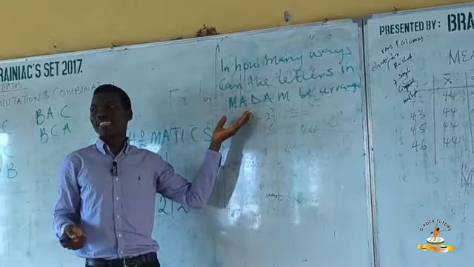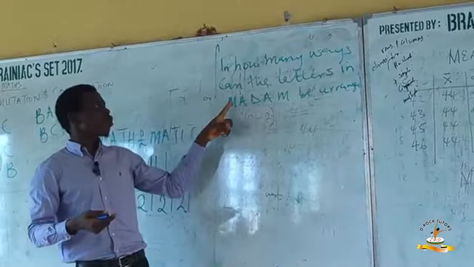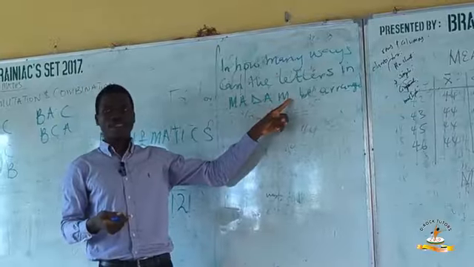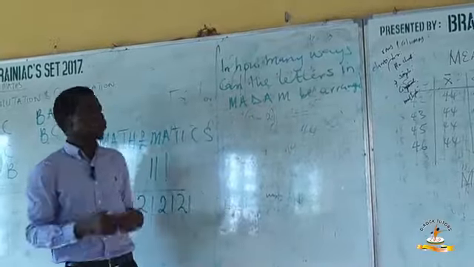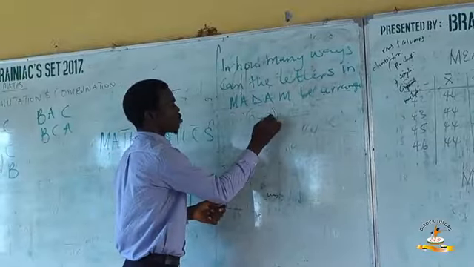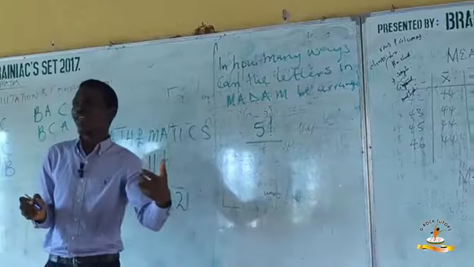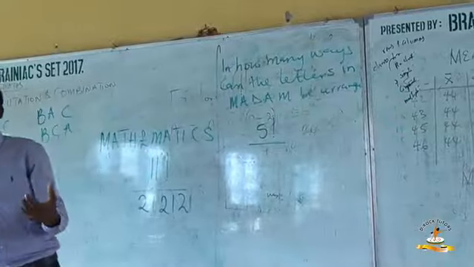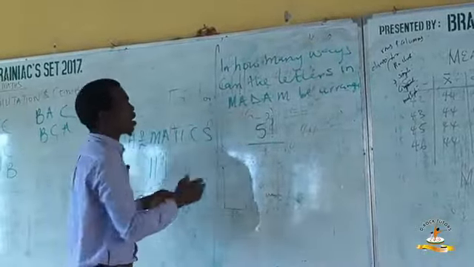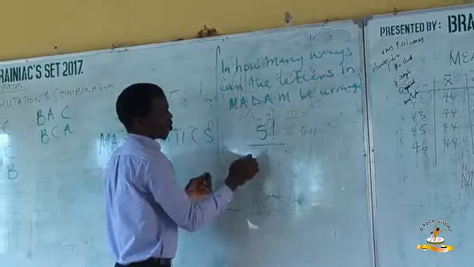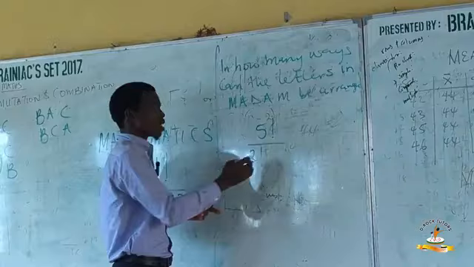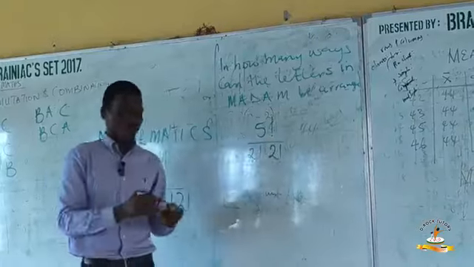word given to you. So you do that by saying 1, 2, 3, 4, 5. So we have 5 letters. So you say 5 factorial, all divided by how many times did any of these repeat? So you see M repeated twice. So we're going to say M here. So we count them, M 2 factorial. For A, how many times? 2 times. Another 2 factorial.